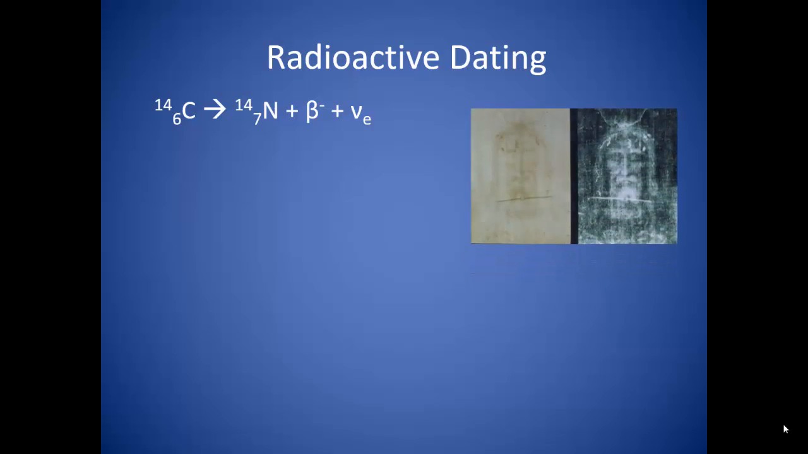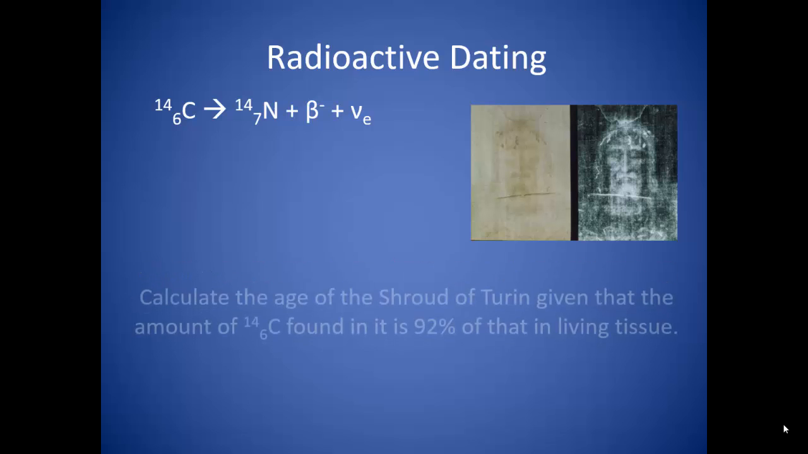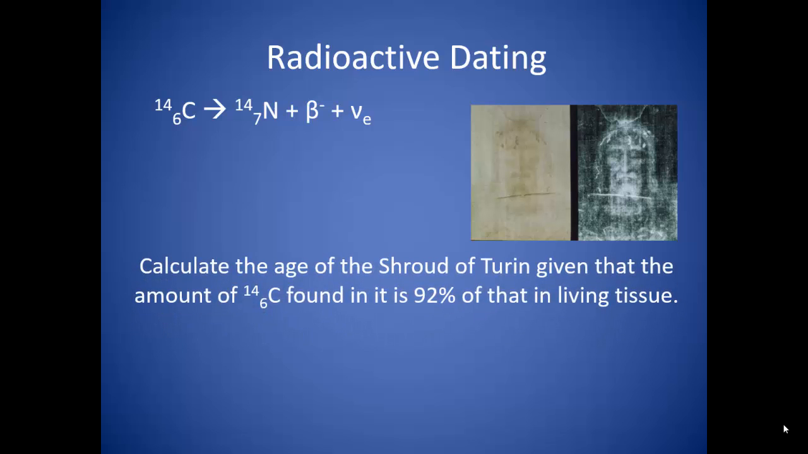A famous case of carbon dating involves the Shroud of Turin. The Shroud of Turin is a piece of cloth that has a bloody body image imprinted on it. In 1354, it turned up and was declared to be the burial cloth of Jesus Christ. There has always been some skepticism surrounding the shroud, and in 1988, permission was given for 3 independent labs to perform carbon-14 dating. The amount of carbon-14 was found to be 92% of that in living tissue. So 8% of the original amount of carbon-14 had decayed.